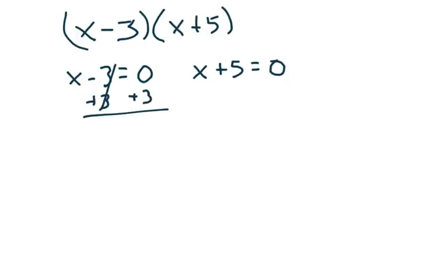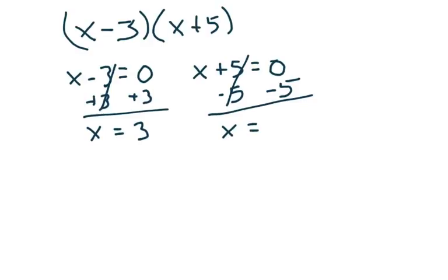Negative 3 plus 3 is 0, so you're left with just x over here. 0 plus 3 is 3. Then we're going to do it to our x plus 5. Well, we have plus 5. We want to move it over. We're going to do the inverse. Inverse of add is subtract. So I'm going to subtract 5 from both sides. Positive 5 minus 5, that's 0. So we're left with just x is equal to 0 minus 5, which is negative 5. Good. So now we know that our zeros are at x equals 3 and x equals negative 5.